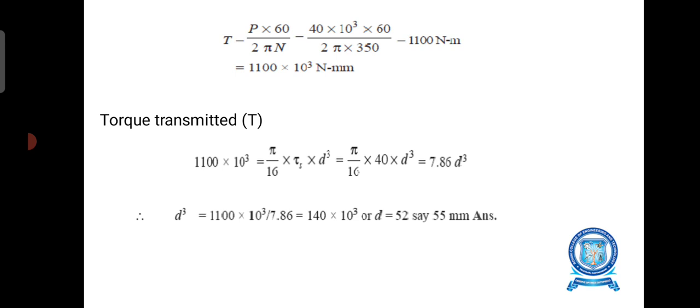Then we are going to find the torque transmitted. T equal to pi by 16 into tau s into d cube. T we have already found, 1100 into 10 to the power 3, and we know tau s is 40. From this formula we can find d. d cube equal to 1100 into 10 to the power 3 divided by 7.86, that means 140 into 10 to the power 3. Finally, we get d equal to 52, so we can say 55 millimeter.